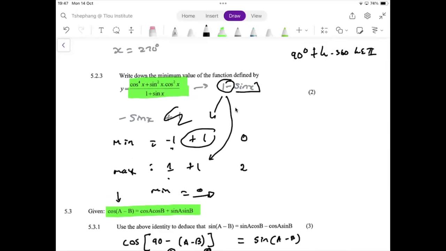So -1 plus 1 gives you 0. 1 plus 1 gives you 2. If this was 2 minus sine x, we were going to add a 2 here instead of a 1, so that we can get our maximum and minimum.